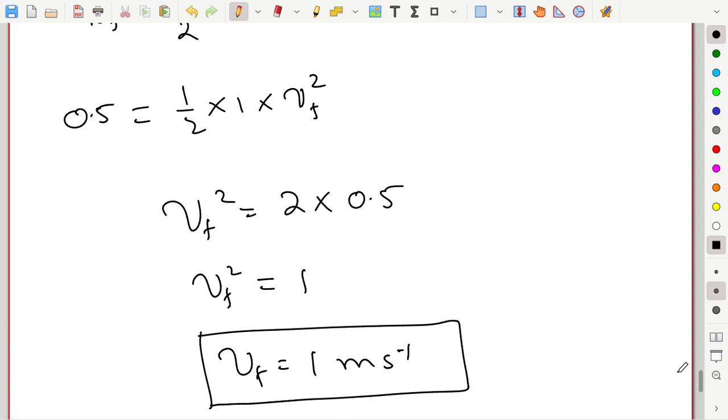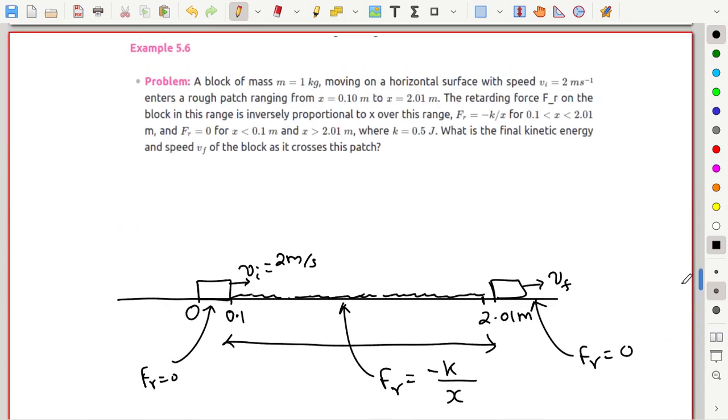So the block enters at an initial speed of 2 meters per second, and it encounters a rough patch, and after that its speed slows down, and it reaches a final value of 1 meter per second when it exits that rough patch. Okay, so this value is 1 meter per second.